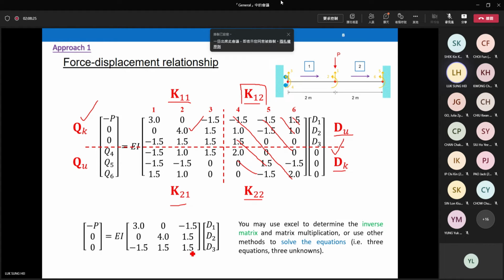I extract the first equation out: QK equals K11 times du. How to solve this equation? You can solve this equation using many methods. You can use the inverse matrix, inverse K11, or you can solve the simultaneous equations, or you may use Gaussian elimination. It depends on which skills you are more familiar with. Solving these 3 equations using matrix inverse or solving simultaneous equations, your previous math skills. 3 equations, 3 unknowns.